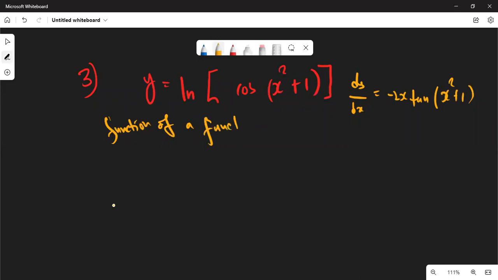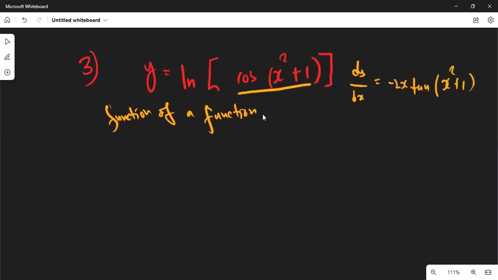Using the chain rule, we can introduce a letter in place of this whole part. It will be a function of a function, and inside that function there will be a function of a function again. What I'm trying to say is we can have this whole part as our u. So let u be equal to cos of x squared plus 1. That's our u here.